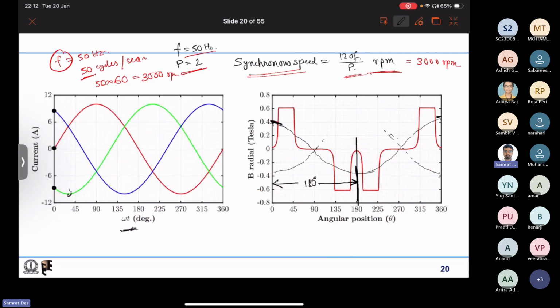Because it's already time, shall we call it a day now? Samrat, any question? Yes, I have one doubt. Can you go to slide number 11?